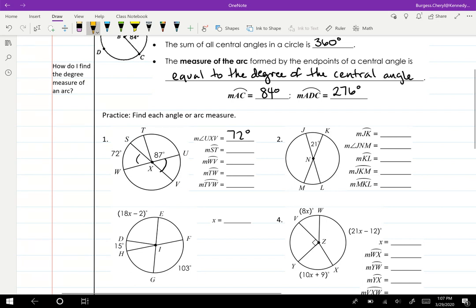Okay, arc ST. So we can figure this out. If you guys see this straight line, the diameter from U to W is 180 degrees. It's half the circle. So if we know that SW is 72 and UT is 87, we could add that 72 plus 87 and subtract it from 180 to find the missing part. So ST is 21 degrees.